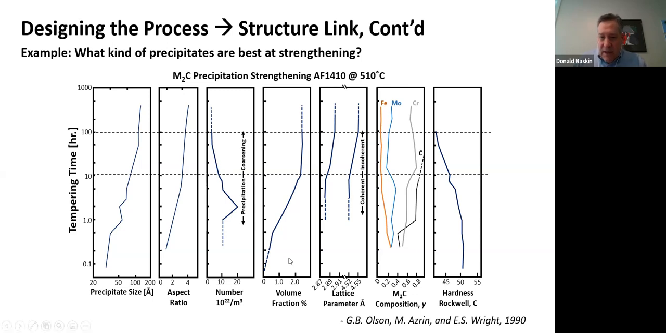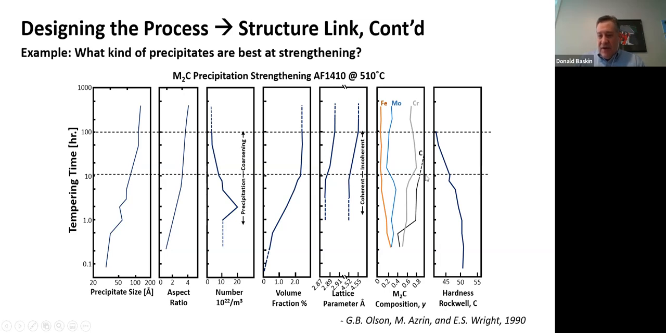Okay, moving on here. Volume fraction. The volume fraction with temperature and time also goes up. The lattice parameter goes up. The lattice parameter is the distance between the atoms. And as that number goes up, you lose coherency. So above this temperature, the lower dotted line right here, the material loses coherency.